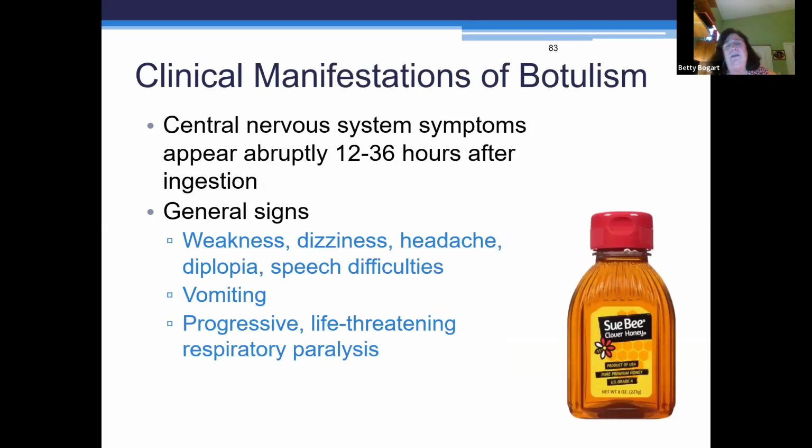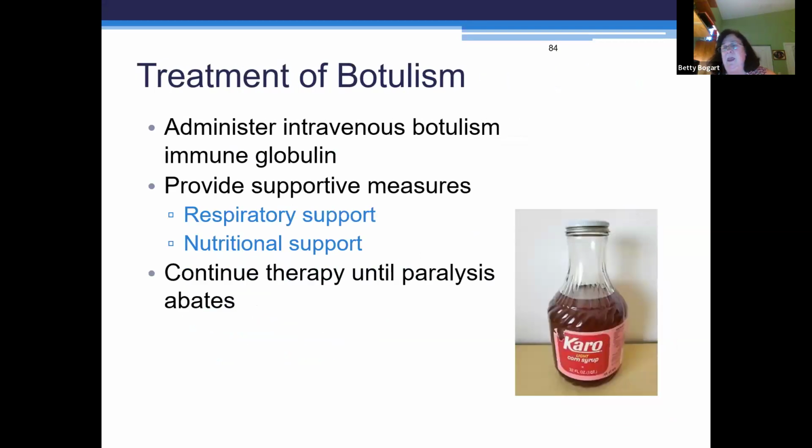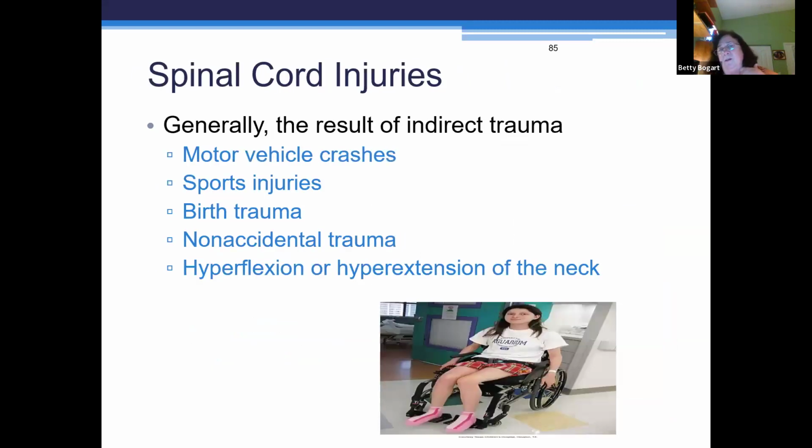Again, this is those things with speech, vomiting, and all respiratory. Life-threatening respiratory paralysis, okay? You ingest the honey, and within 12 to 36 hours, you're going to start seeing these things. And usually in the infants, it's the vomiting and then difficulty breathing. Again, what do we do? IVIG, respiratory support, right? And always in any condition with a kid, it's always nutrition.